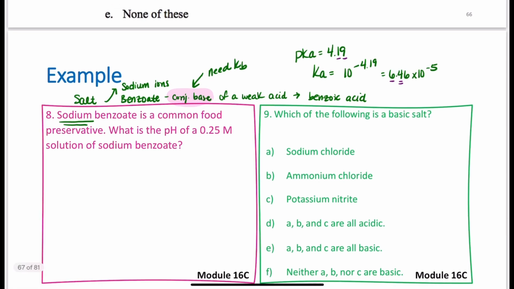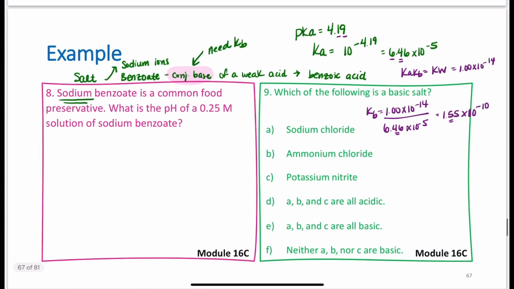And I do need Kb, not Ka. So Ka times Kb is equal to Kw, which is equal to 1.00 times 10 to the negative 14. So my Kb is 1.00 times 10 to the negative 14 divided by 6.46 times 10 to the negative 5, which gives me 1.55 times 10 to the negative 10. And I'm just going to underline my sig figs right there. So I've got my Kb. Great. Now I can actually set up my expression.